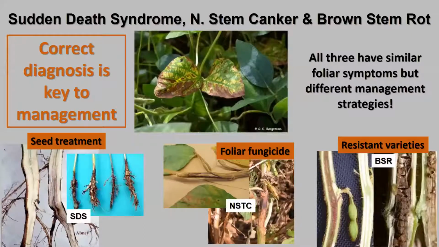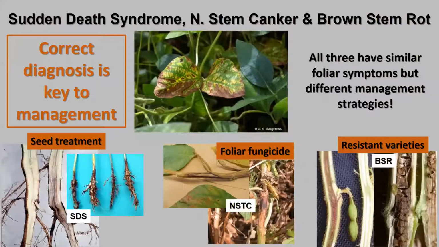Next, we're going to move into 3 diseases that I think are probably some of the most confusing ones to a lot of our growers and consultants here in New York State. And the reason is because they can look very, very similar, and until you really hone in your diagnostic skills, you could easily confuse one for another and make a bad recommendation for management. We've got sudden death syndrome, northern stem canker, and brown stem rot.